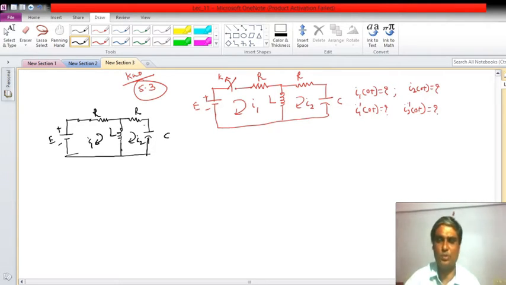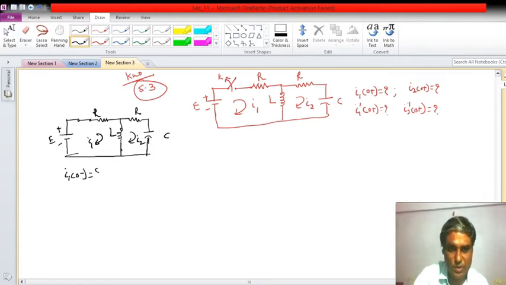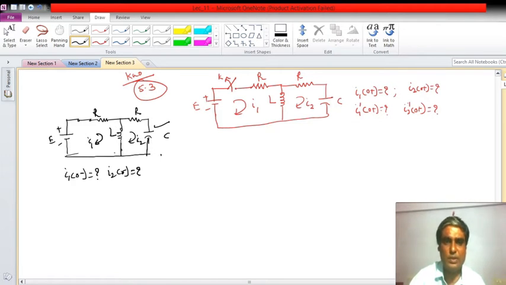Let me calculate before the switch is thrown away what the initial conditions are, meaning i1(0-) and i2(0-). When the switch was closed and the circuit reached steady state, the capacitor will become open circuited and L will become short circuited. If the capacitor is open circuit, i2(0-) will be 0, and L short circuit, so i1(0-) will be E by R, right?